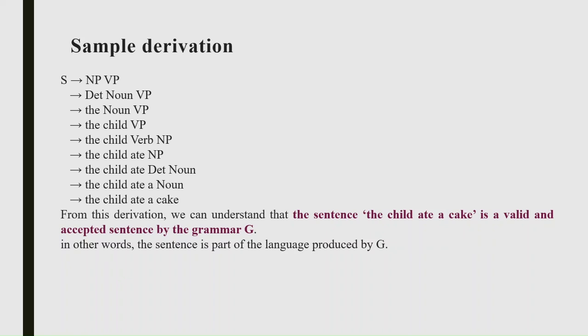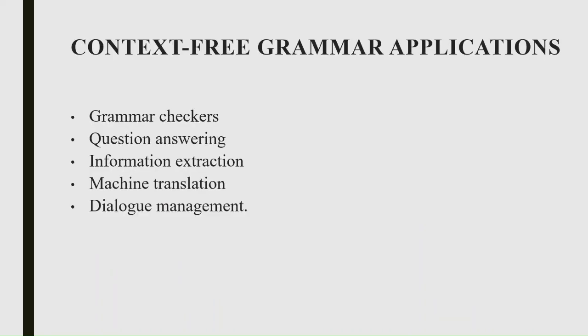If you draw a tree, then it becomes a syntax tree. So almost in NLP, the grammatical grouping is similar. Okay, so we can understand how this grammatical grouping is done and how your sentences are formed. Okay, next we will see where we can apply this context-free grammar. Context-free grammar can be applied in grammar checkers, question answering, information extraction, machine translation, and dialogue management. So these are the various applications where you can use context-free grammar.